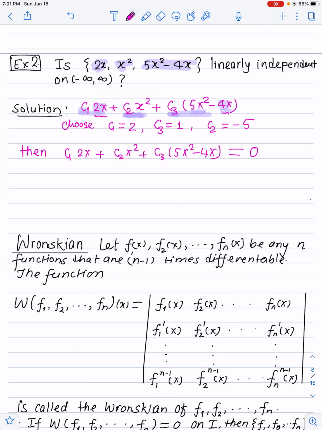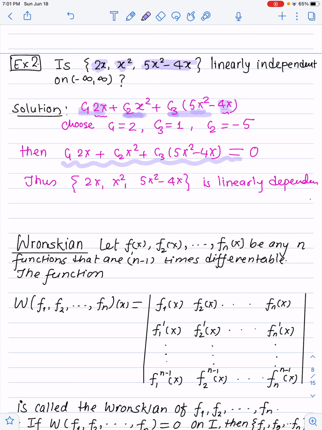So we can say that this set, 2x, x squared, 5x squared minus 4x, is linearly dependent, because we were able to write a linear combination which equals 0 and all these constants are not 0, right? So that's why this is linearly dependent.